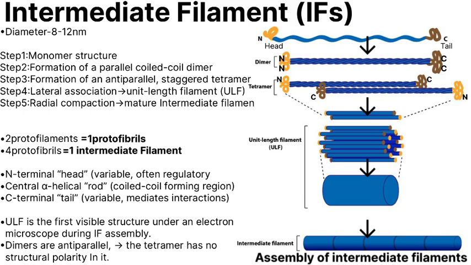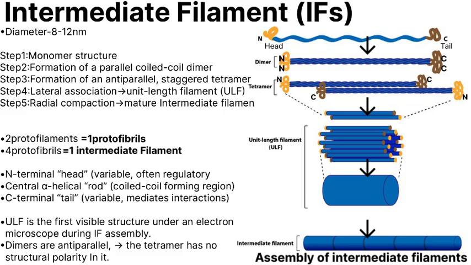Then we have the third and the last type of our cytoskeleton element, which is called the intermediate filaments, or IFs. These filaments have a diameter somewhere in between the microfilaments and the microtubules. It is about 8 to 12 nanometers in diameter, or you can also consider 10 nanometers in a standard way.